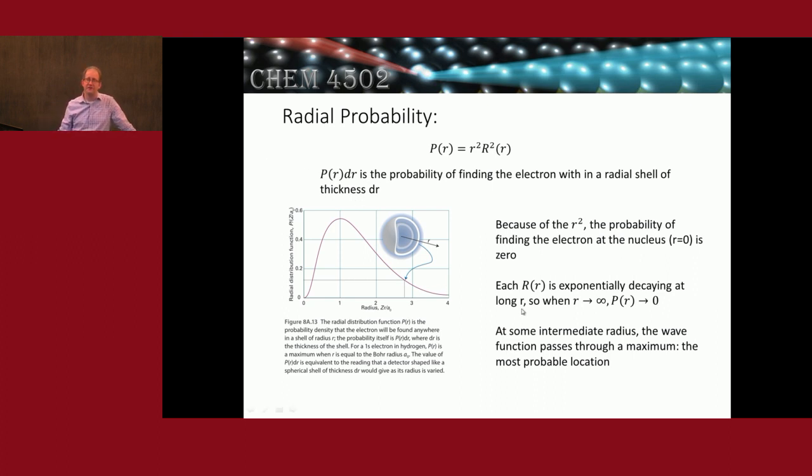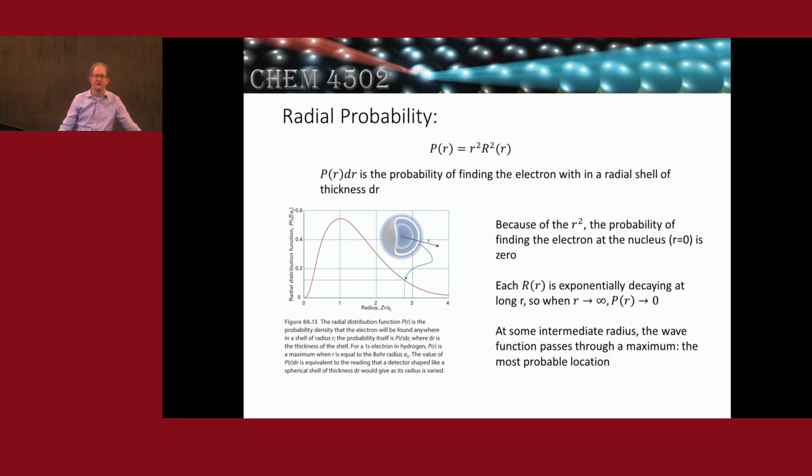Okay? Exponential, so R of r is exponentially decaying at long r. So when r goes to infinity, our probability of finding the electron in a given shell goes to 0. And at some intermediate distance, the wave function passes through a local maximum, and that's the most probable location to find the electron.